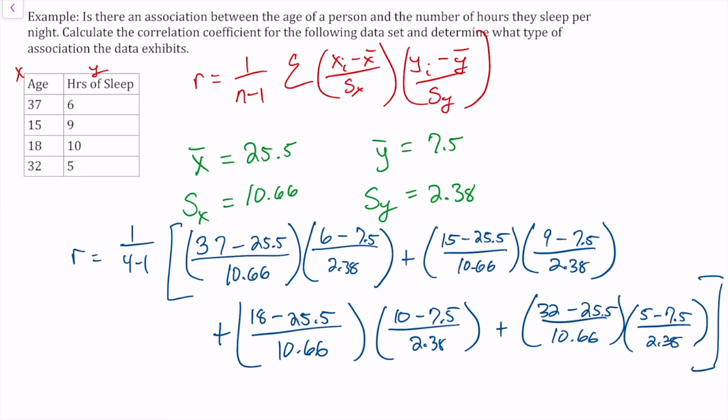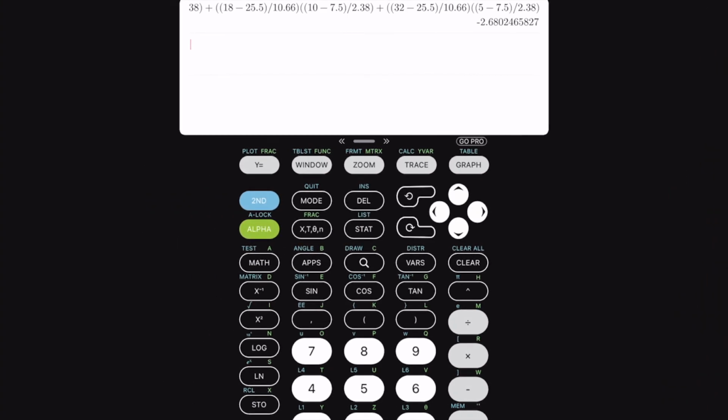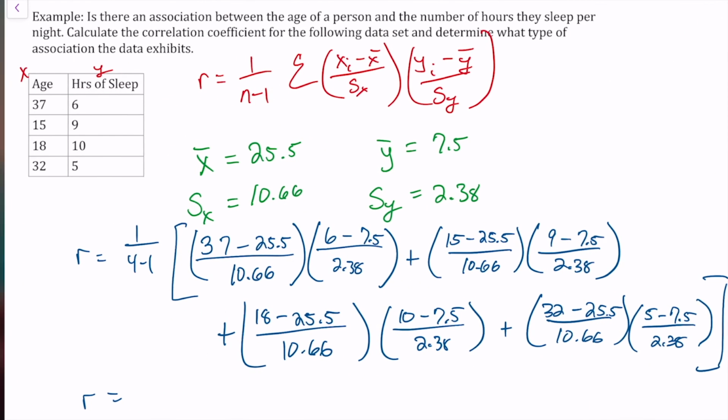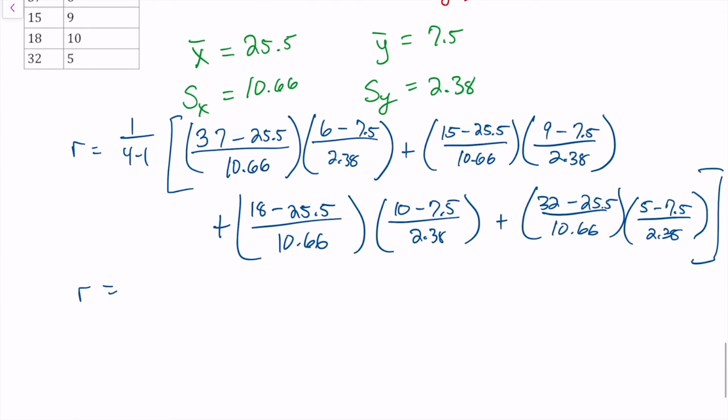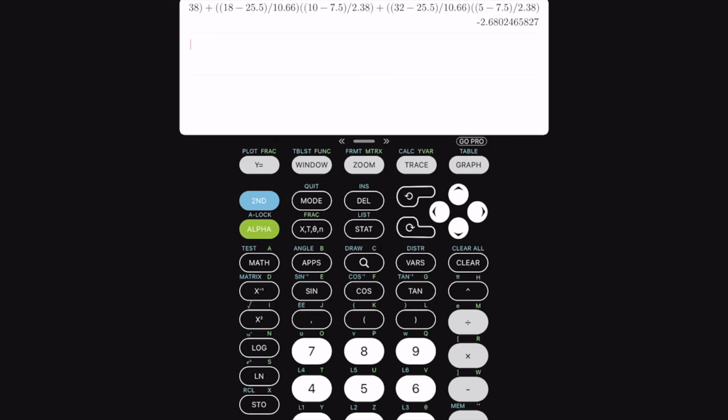So what we're going to do is put all this into the calculator, and that's going to give us our R value. I'm going to do this off camera, and I will be back with you guys in just a second. So what we see here is I've worked inside the brackets, and I got a negative 2.68. So our R coefficient comes from 1 over 4 minus 1 times a negative 2.680.